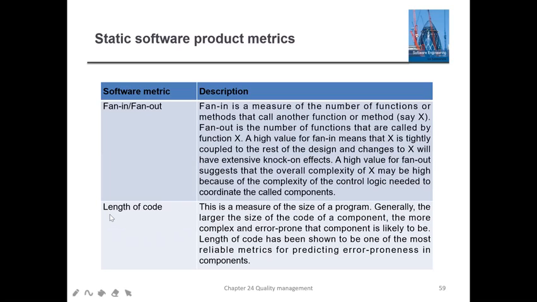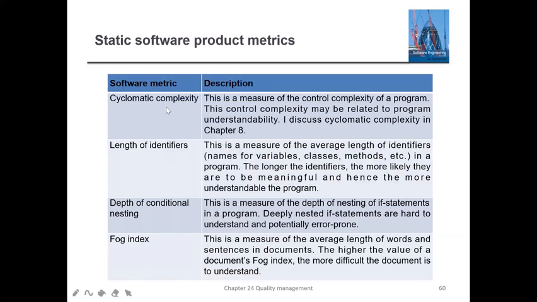The next one is length of code. What is the meaning of length of code? It denotes the size of a program, that is, the size of a software component. Suppose you have a large number of lines of code, then definitely your software component will be very complex and error prone. That is the reason the length of the code always represents the reliability of the code. So these are two types here. Next we have some other types also.